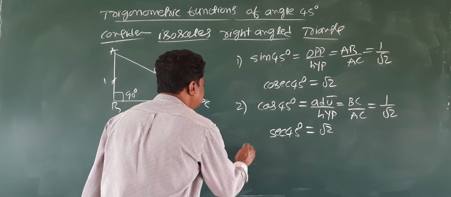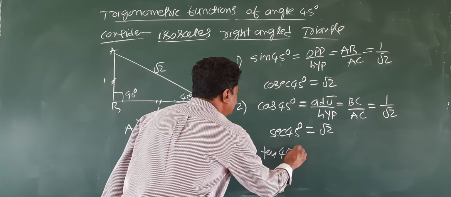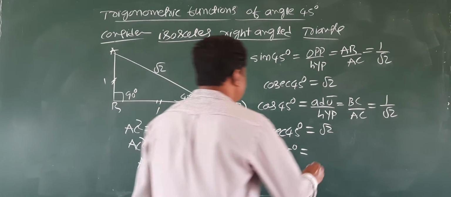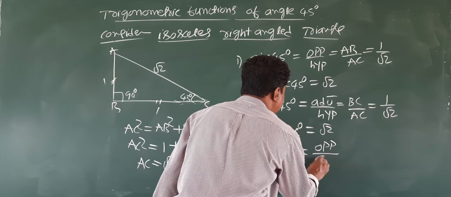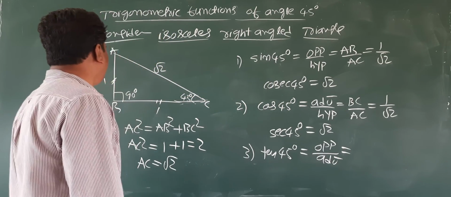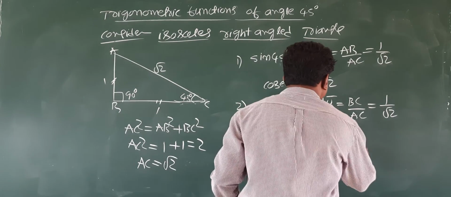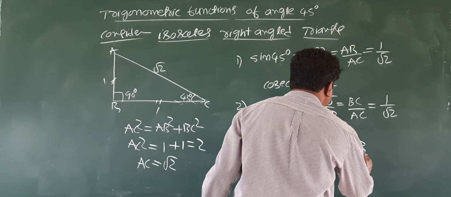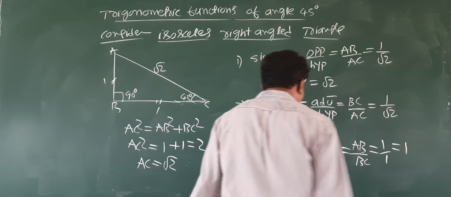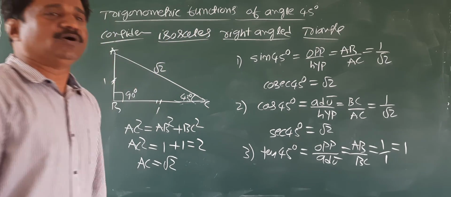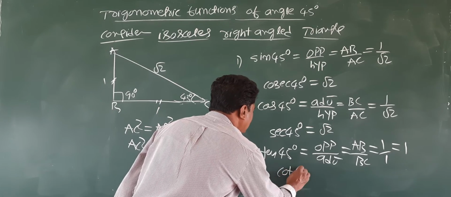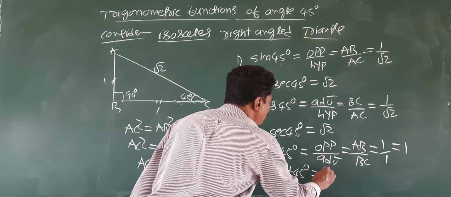So lastly, tan 45 degree. What is tan theta? Opposite by adjacent. Opposite side by adjacent side. Tell me the measure of the opposite side. That is AB. AB by BC. AB length is 1, BC length is 1. 1 by 1 is 1. Reciprocal of tan is cot. Cot 45 degree is the reciprocal of 1, which is 1.